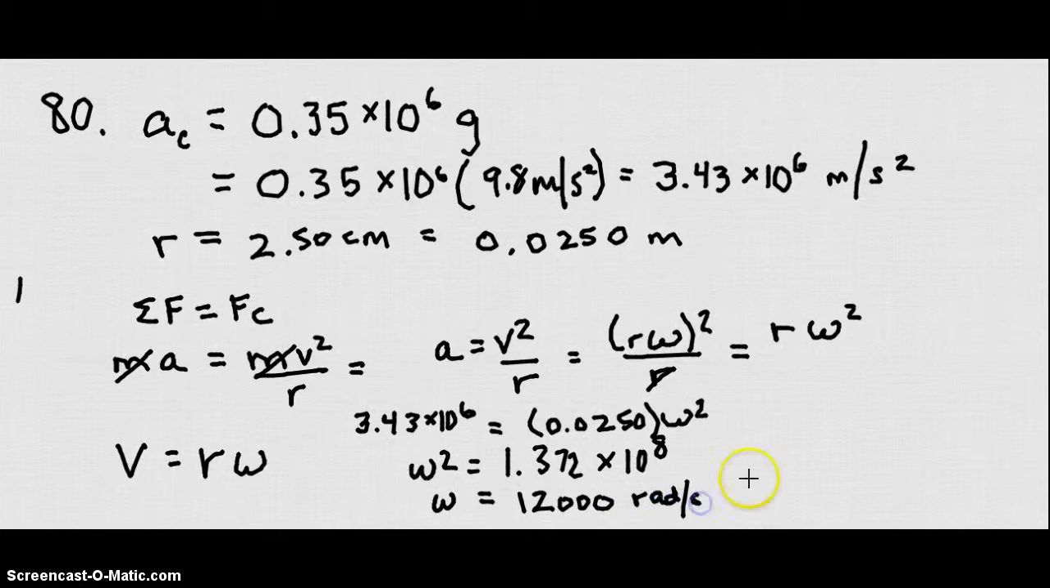radians per second. So as you can see, a big angular velocity, but then again, this centrifuge is whirling around really fast, accelerating these things at 10,000 times the rate of gravity. So those are what we did with our 8.1 describing rotational motion problems.